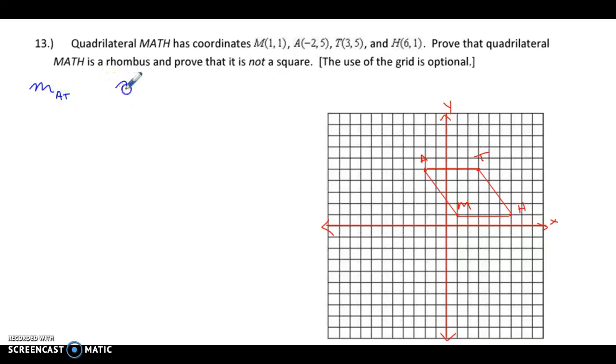So AT and MH, this one's easy. I know that the slope of a horizontal line is 0, and the slope of a horizontal line is 0. So AT is parallel to MH, same slope.